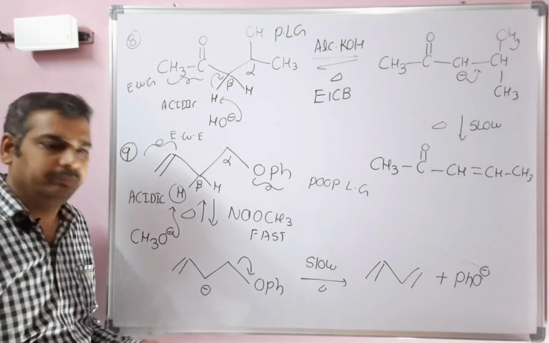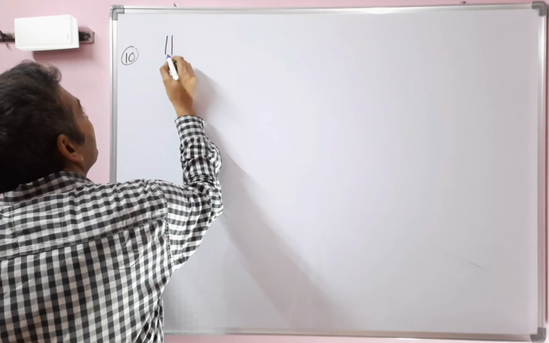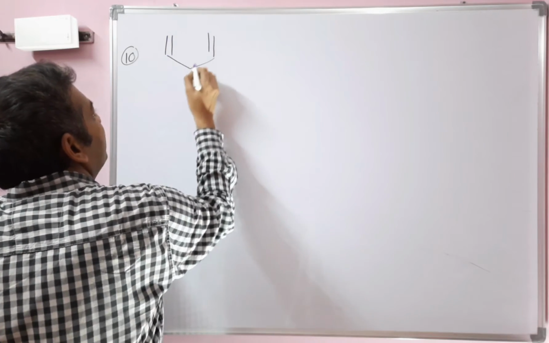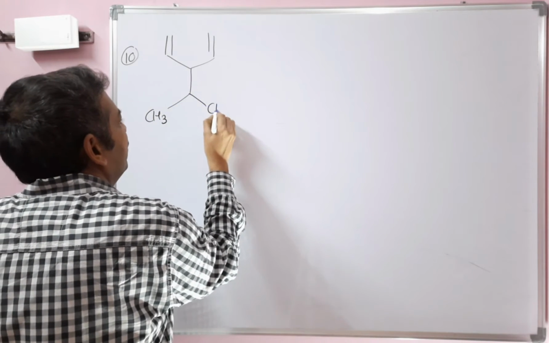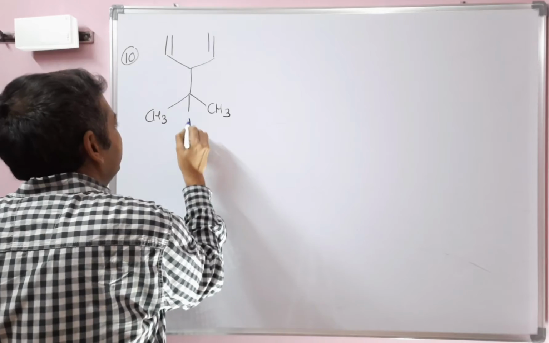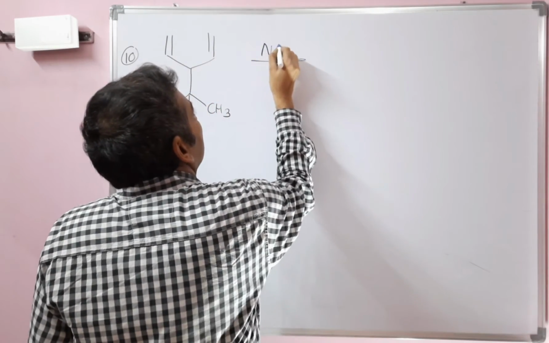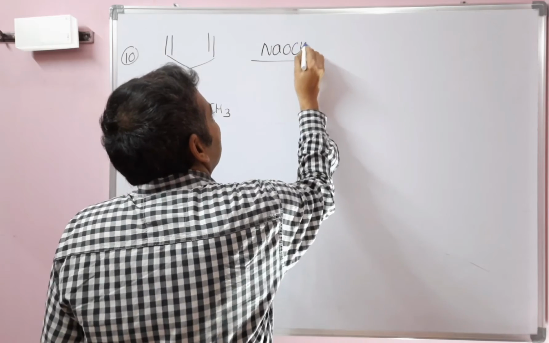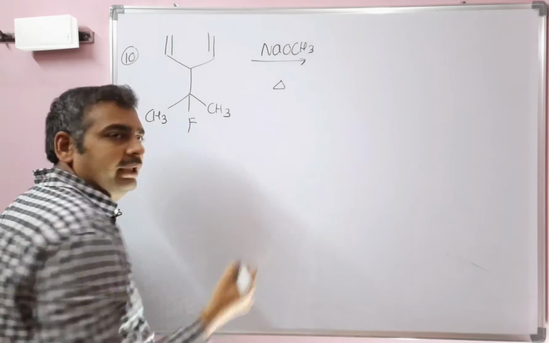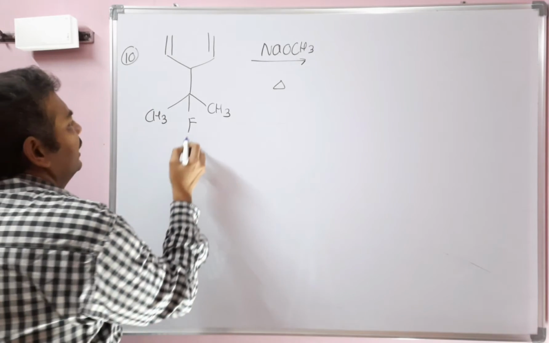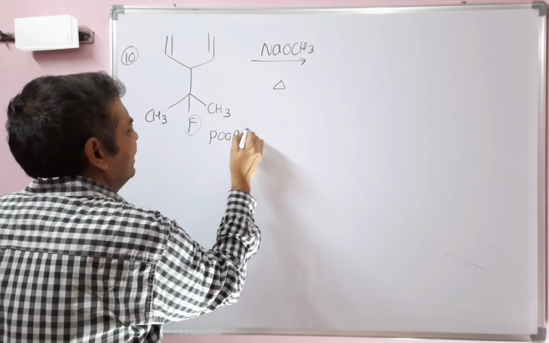Next example. Example number 10. Write the product obtained. This compound reacts with sodium methoxide. Sodium methoxide is a strong base, at high temperature. So there are two possibilities, E2 and E1CB. Let's see the first condition: a poor leaving group is present.